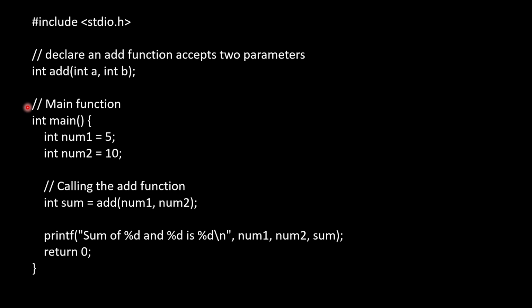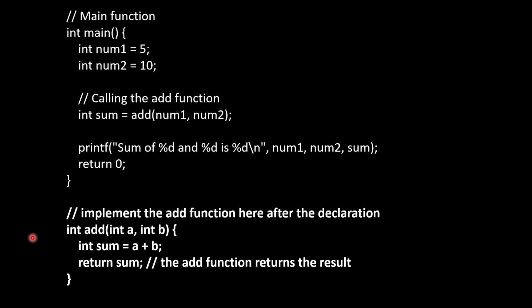So this is the main function, which is the entry point of the program. Above the main function, we have declared an add function that accepts two parameters or inputs. And inside the main function, we are calling the add function to perform the specific task for us. Then we will store the value returned by the add function, and then we will print the value of the sum that is returned by the add function. Then return 0 means successful execution of the program.